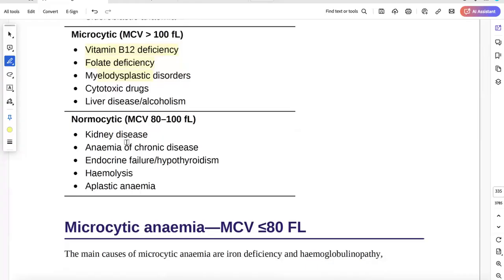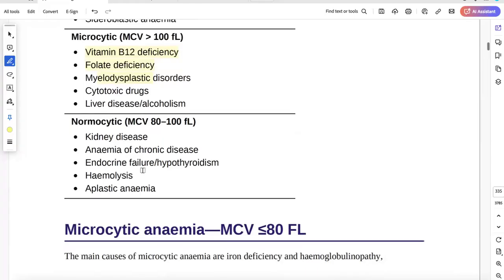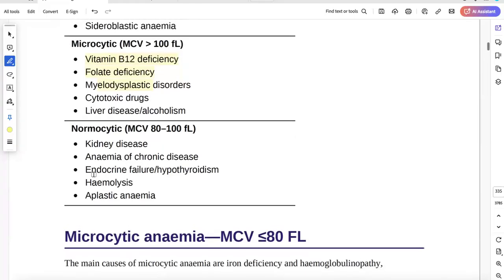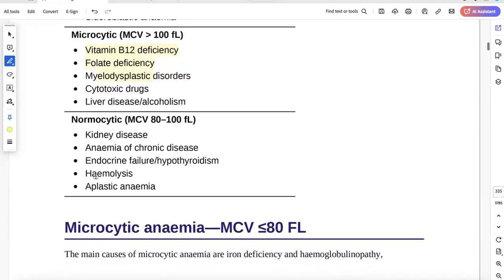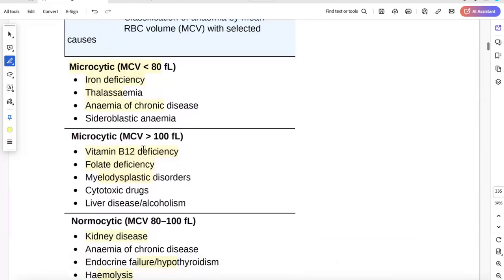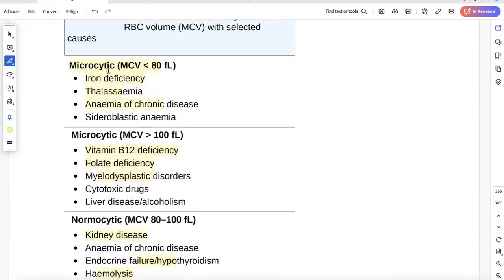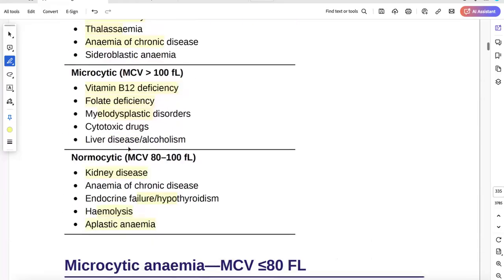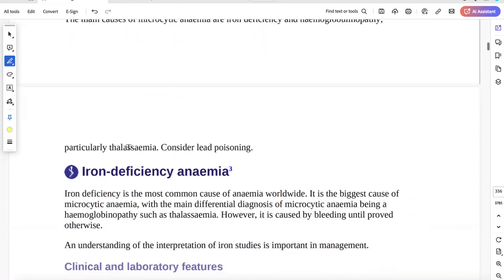Normocytic anemia can be due to, most of the time, a patient losing blood from somewhere, hemolysis, then aplastic anemia, hypothyroidism, kidney disease. These can cause normocytic anemia. But your main thing that you need to know is micro and macro. Normocytic anemia usually doesn't come in the exam.